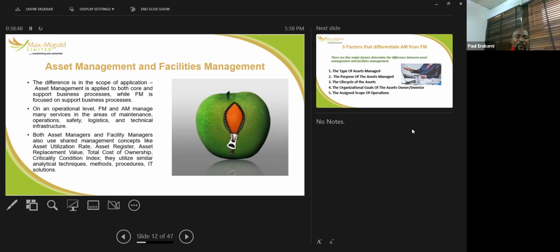But both asset manager and facility manager also use shared management concept, because the facility manager provides information about that facility, about that asset, in terms of the date the asset was commissioned, how much has been expended on that asset, what repairs have been carried out on that asset, can that asset be repaired? And these are all information that the asset manager uses in determining the asset utilization rate, the asset register, which is being provided by the facility manager.